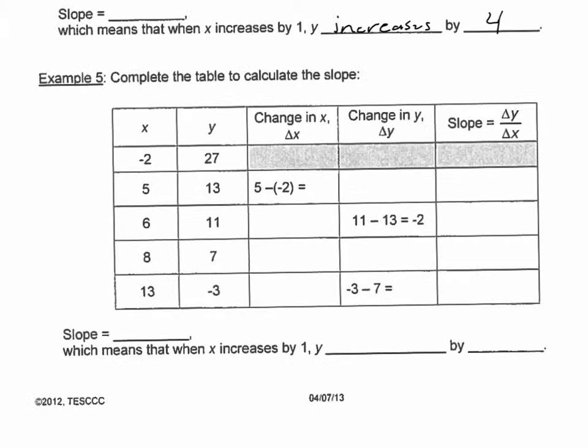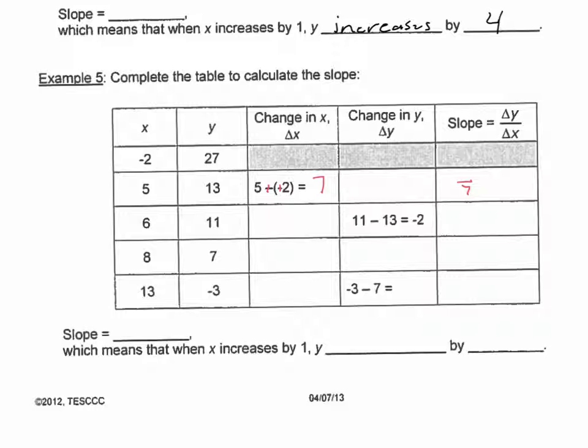Now, when we subtract a negative, what does that mean? Well, if we're subtracting a negative, that means we're actually adding, right? Two negatives make a positive, two minuses make a plus. So 5 plus 2 makes 7 right here. So our change in x value is going to be a 7 in our fraction, our ratio over there.